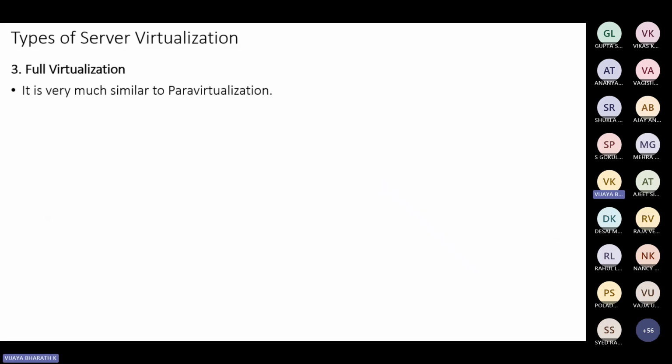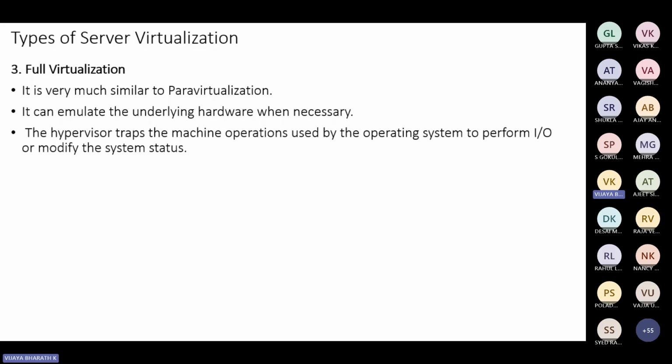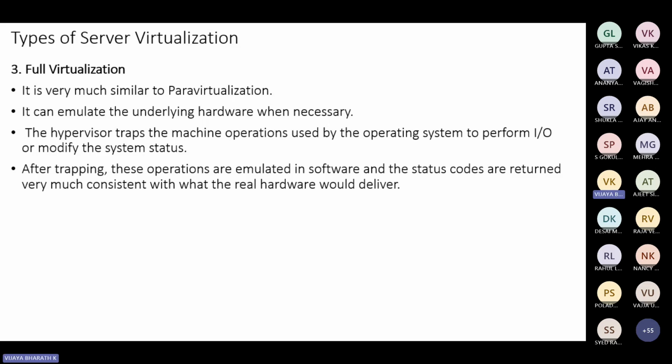Next is full virtualization. It is similar to para virtualization, and it can emulate the underlying hardware whenever necessary. The hypervisor traps the machine operations used by the operating system to perform I/O. Usually the hypervisor takes control over the OS, on top of which the guest OS is running. Whatever request comes, it takes it and modifies the system status based on that. After trapping, these operations are emulated in software, and the status codes are written to be consistent with what the real hardware would deliver.